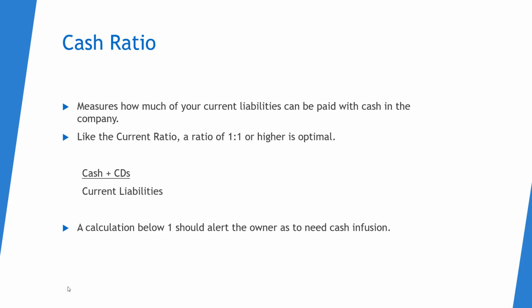So in this ratio, this is going to say, what is your cash plus any CDs, certificates of deposit, or marketable securities, any kind of liquid investments, i.e. investments that, when things get tight, you could just immediately pull from. You don't have to call a broker and it takes 5 days for them to sell the mutual funds and that type of stuff. It's something that's pretty liquid and you can get to pretty quickly.